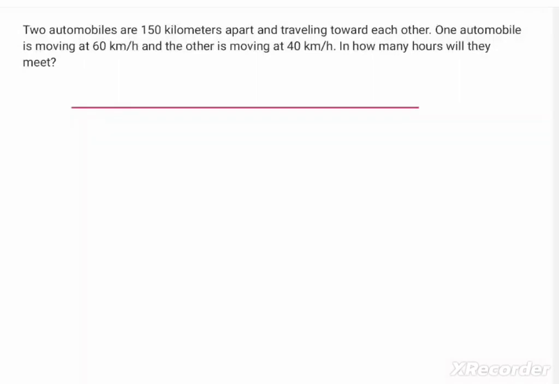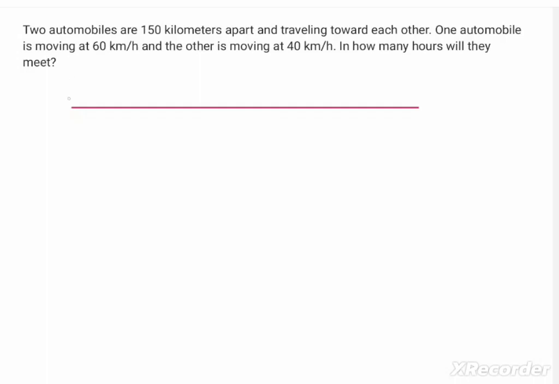In this question, they are saying there are two automobiles that are 150 kilometers apart and they are traveling towards each other. One is moving at 60 kilometers per hour and the other is 40. In how many hours will they meet?